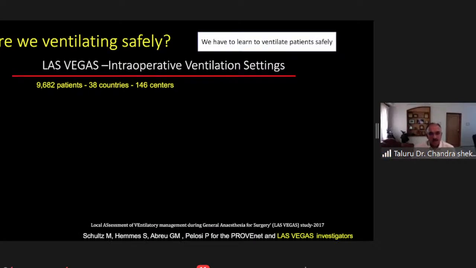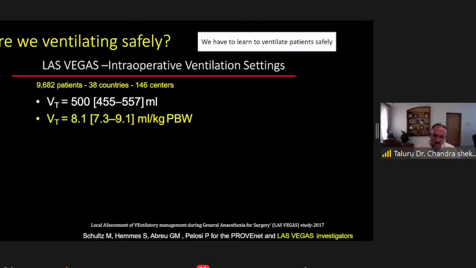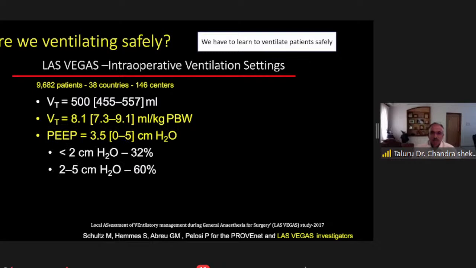If you look at the literature from the Las Vegas study, which was published in 2017, it's a huge study with nearly 10,000 patients, 38 countries, 146 centers, mostly in US and Europe. India was not included. What they found was tidal volumes were reasonably okay. The amount of PEEP that most of the anesthesiologists are using is very less. About 32% are using less than 2 centimeters, and about 60% of them are using about 2 to 5 centimeters of water. And less than 10% are using recruitment maneuvers.